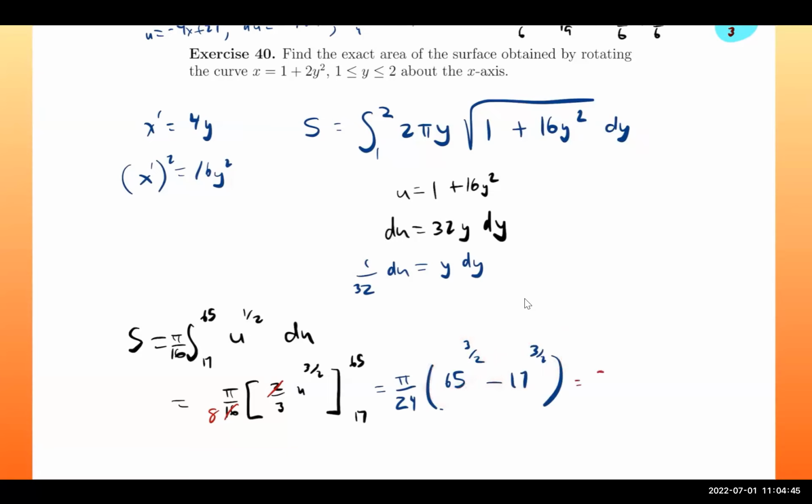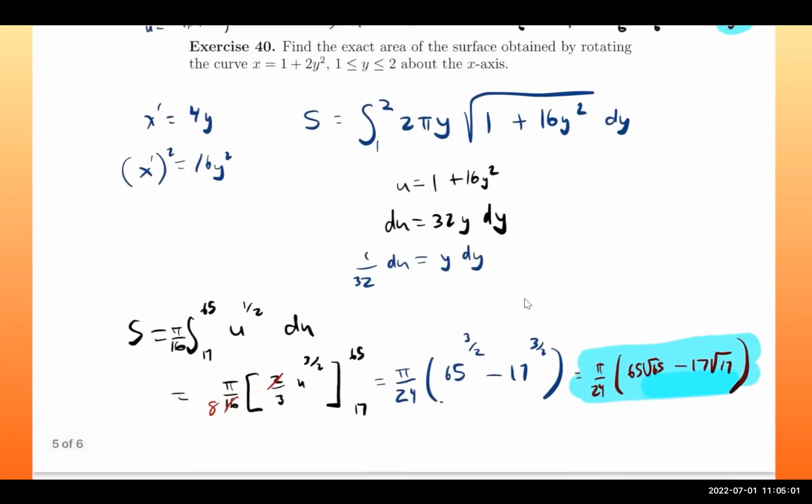If you want to rewrite this in terms of radicals, you can. That's just taking it an extra step. That would be pi over 24 times 65 radical 65 minus 17 radical 17. That's an optional step. You don't have to go that far if you don't want to. You could have left your answer in this form.